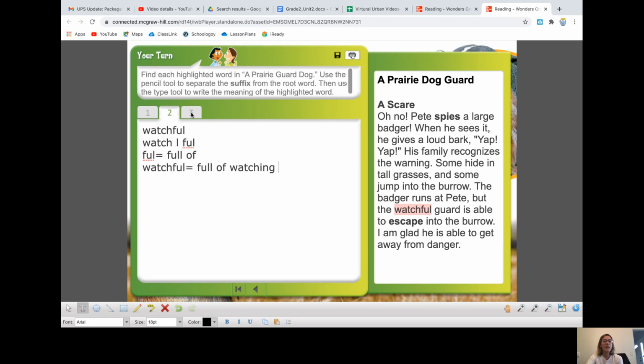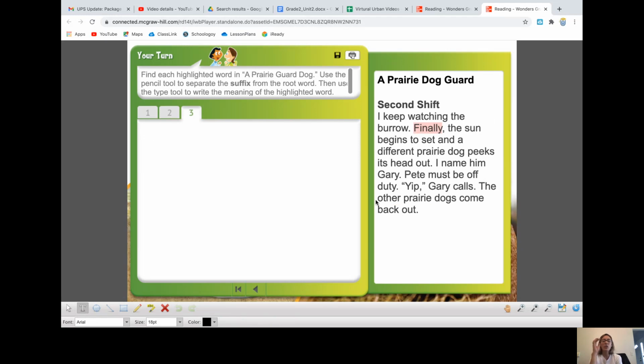Okay. And the last one, again, you're going to do this one on your own, and this one might be a little bit tricky for you. Okay. But I know you guys are smart enough to be able to do it. All right. Second shift. I keep watching the burrow. Finally, the sun begins to set and a different prairie dog peeks its head out. I name him Gary. Pete must be off duty. Yip, Gary calls. The other prairie dogs come back out.